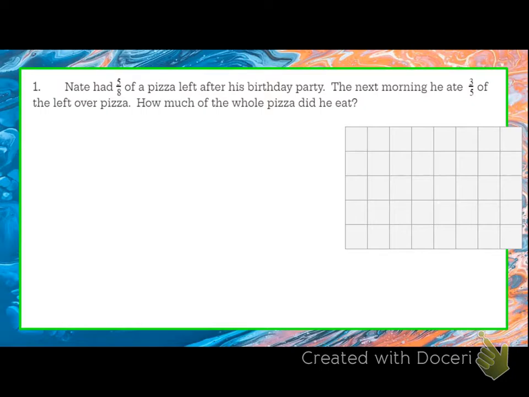So we have to remember that we should be looking for keywords and phrases within story problems. Something that's very important in this story problem is the word of. Of means we're going to be multiplying, okay? So we're going to be taking our 3/5 of the 5/8 of pizza that was left after the birthday party, because that's how much Nate is consuming.